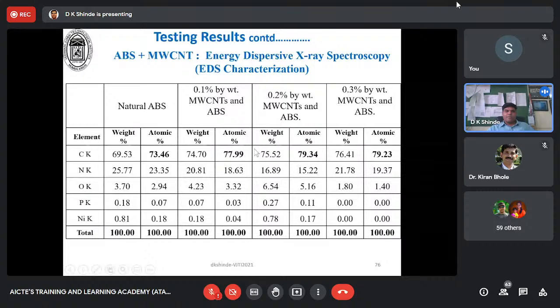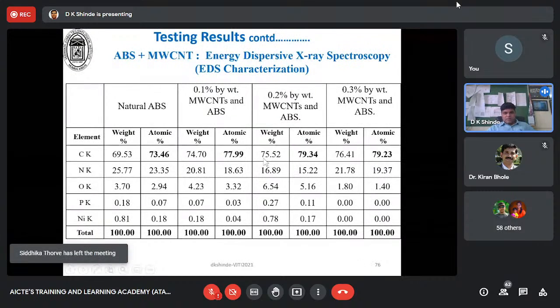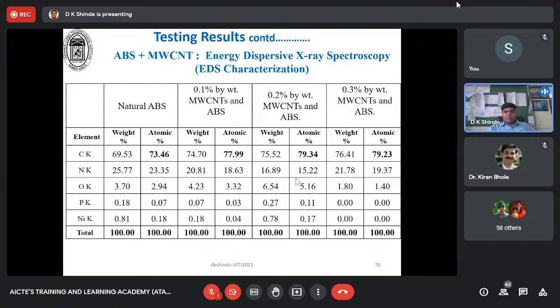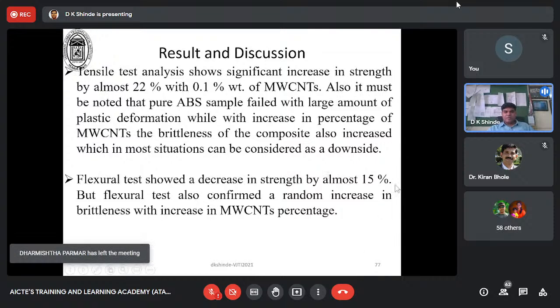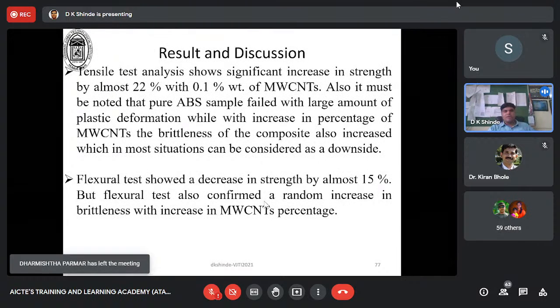Those percentage increases in carbon give the improvement in the electrical conductivity of the ABS with CNT. So the result we have seen from this is around 22% improvement with adding 0.1 MWCNT in the ABS as an outcome. Flexural strength dropped by a maximum of 15%, so it is not advisable for flexural applications.